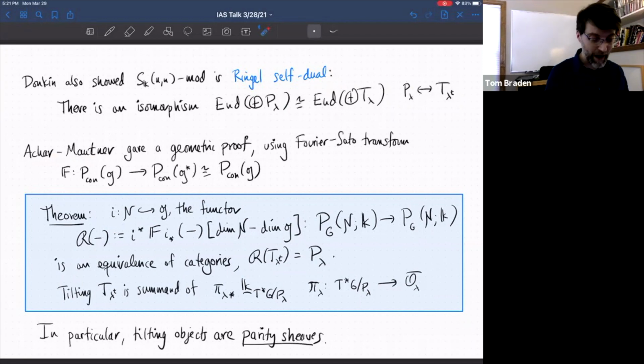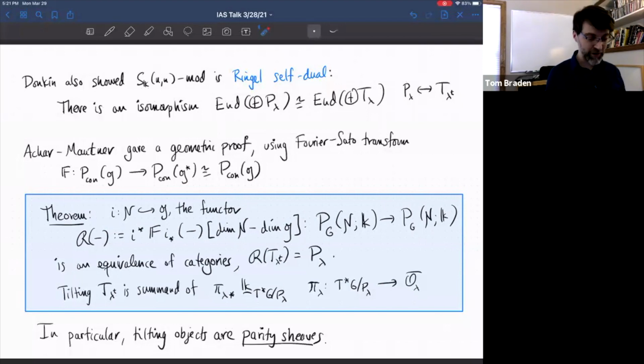And it shows up in a way very similar to one of the proofs of Springer theory. Even in characteristic 0 it uses the Fourier transform, and it's really for kind of the same reasons. The Fourier-Sato transform takes conically constructible perverse sheaves on a vector space, in this case the Lie algebra, to conically constructible sheaves on the dual vector space. But in this case, by the Killing form, this is isomorphic to the Lie algebra itself again.